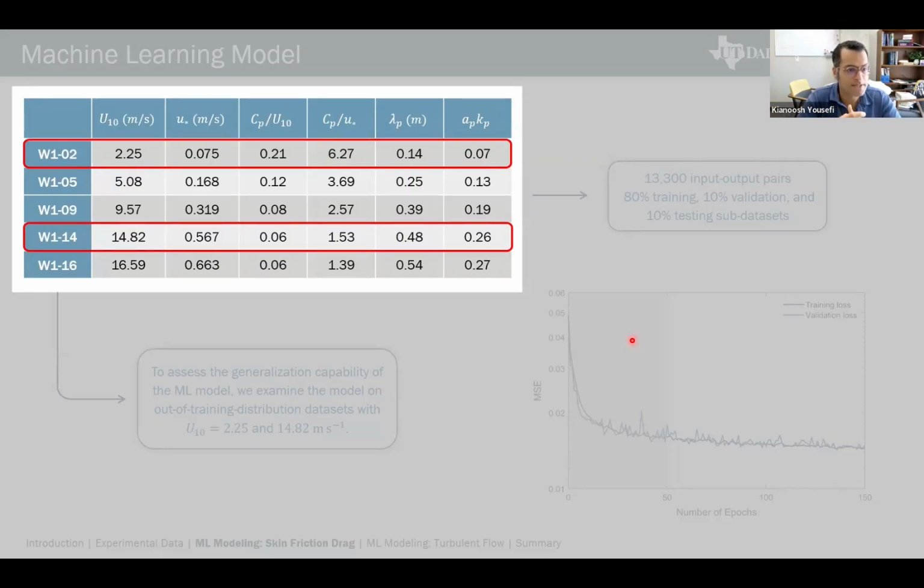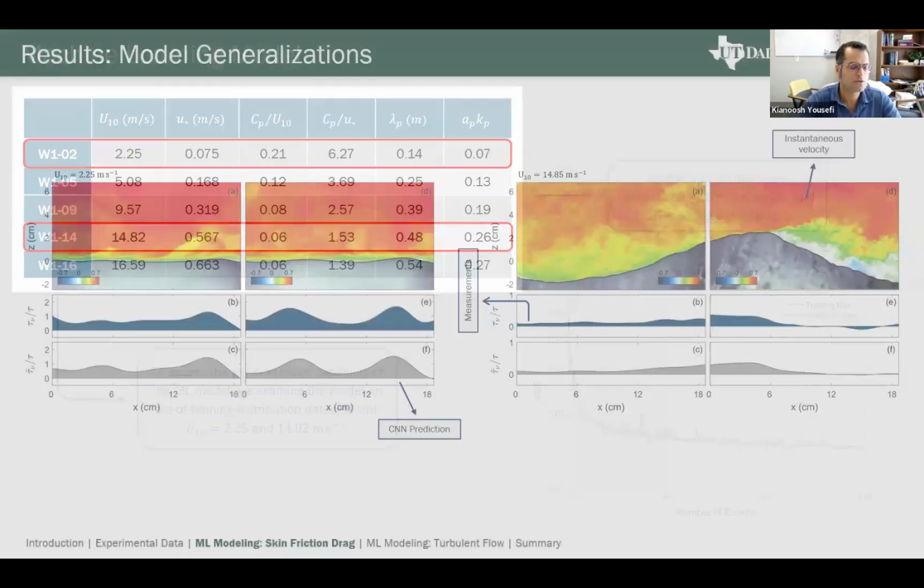And there is also another distinction for that experimental case: at that lowest wind speed, we literally do not have any airflow separation. But in the other cases, airflow separation is almost dominant. We have a lot of wave profiles and wave events that show airflow separation over the waves. So let's see how the model can generalize over these cases.